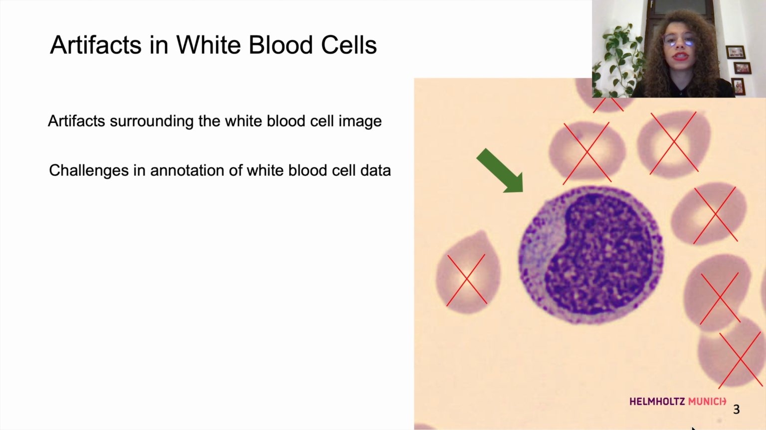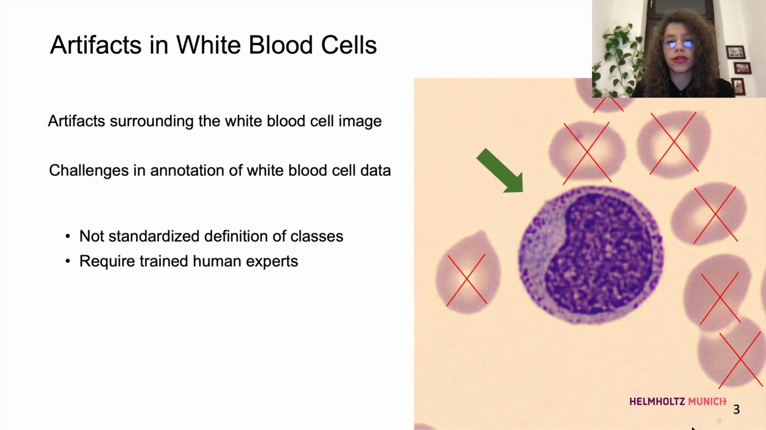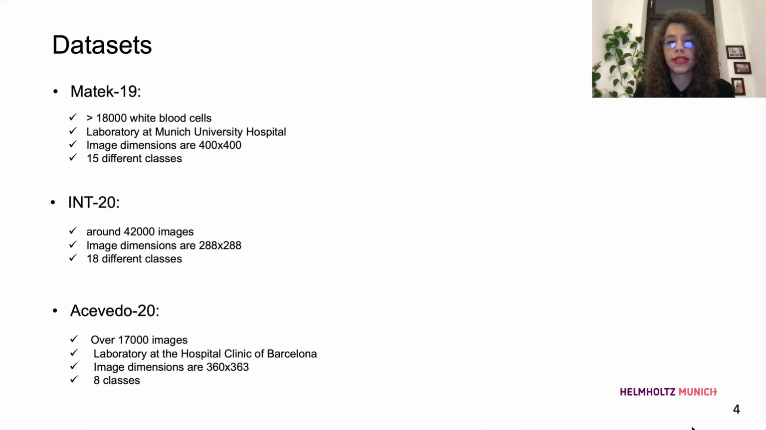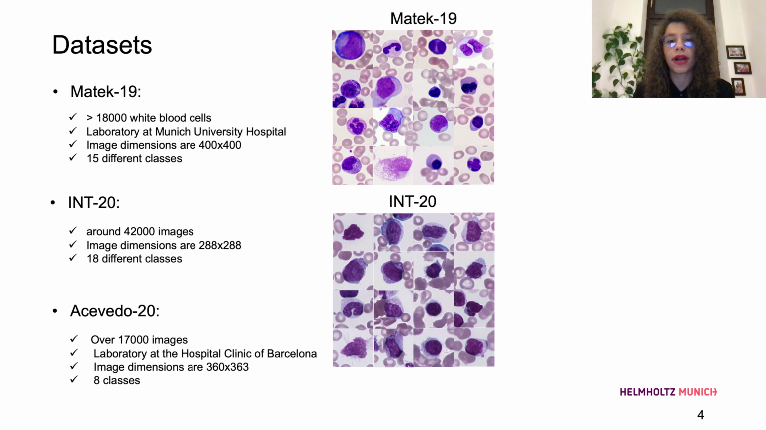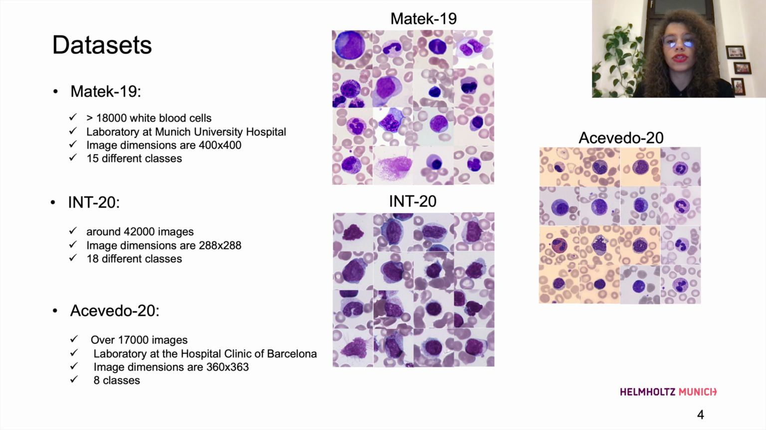There are some challenges in annotation of white blood cell data. For instance, there isn't a standardized definition of classes, and to annotate the white blood cells, we need to train human experts who are expensive and scarce. Additionally, we have to annotate the new dataset every time. We have 3 different datasets. MICCAI has 18,000 white blood cells in 15 different classes. INT20 has around 42,000 images in 18 different classes, and Acevedo has over 17,000 images in 8 classes.